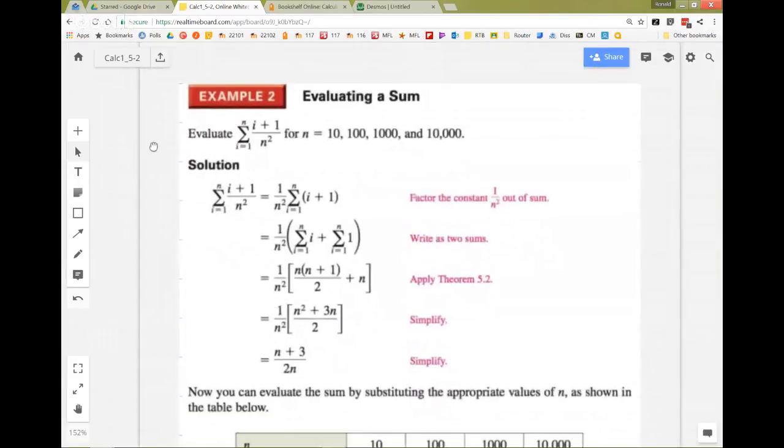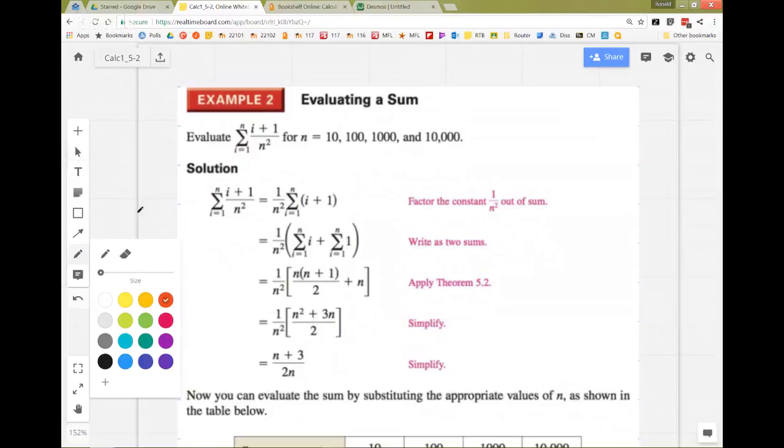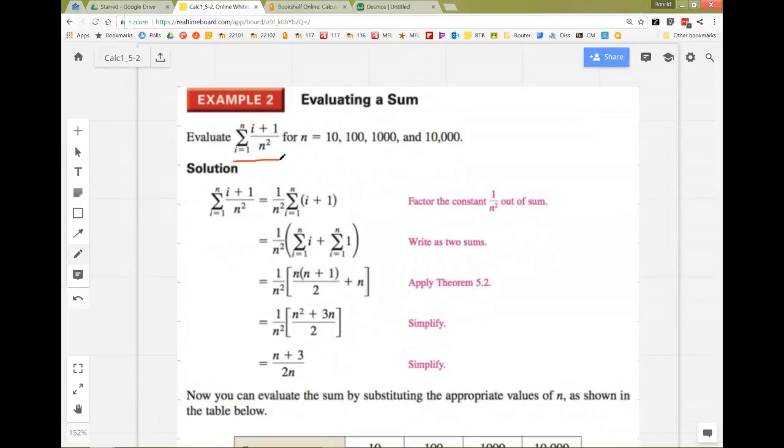Okay, so now let's take a look at example 2, evaluating a sum. So we've got this sum formula right here. From 1 to n, add up i plus 1 over n squared. And they want you to do it for these different numbers. We'd like to do it for n equals 10. Separately, do it for n equals 100, and all 4 of those. Okay. So here's a case where some algebra comes in really handy and some properties.